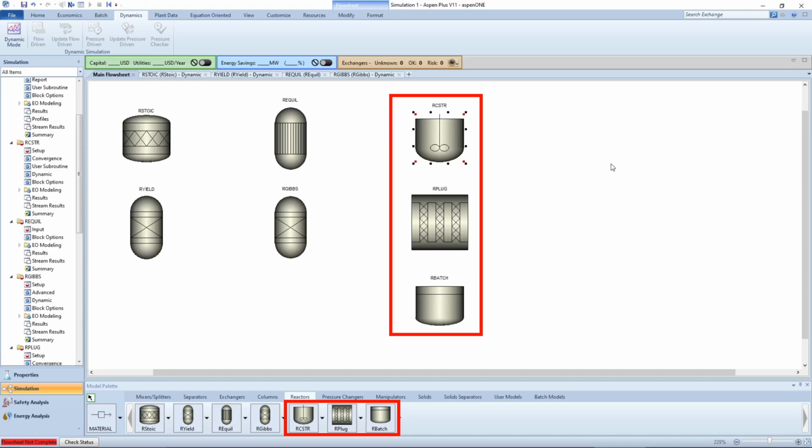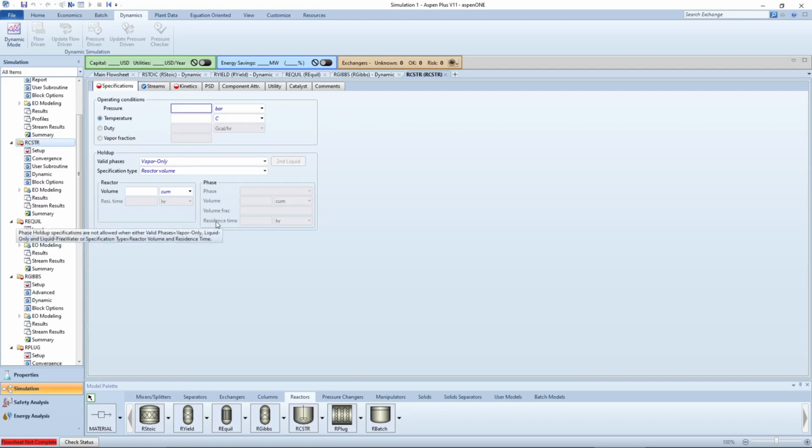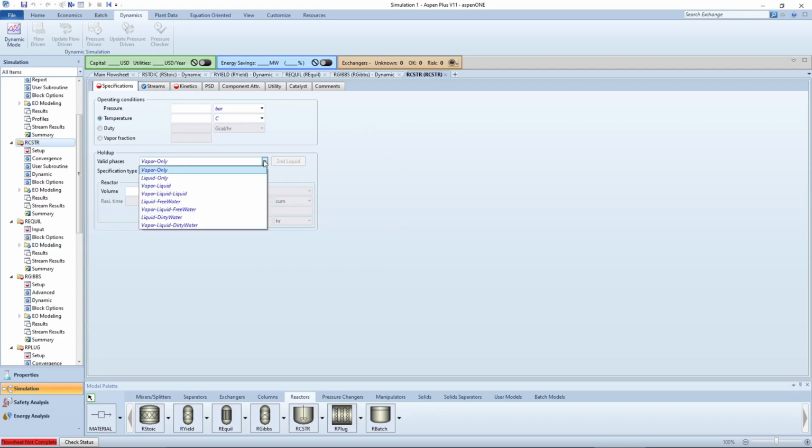R-CSTR, R-plug, and R-batch are all kinetic-based models, meaning the kinetics of the reaction must be known. Additionally, all three can be used to calculate the reactor duty. The most common rate law used in Aspen Plus is the power law method. The R-CSTR block models a continuous stirred tank reactor and can have multiple inlets and different phase outlet streams. Perfect mixing is assumed here.